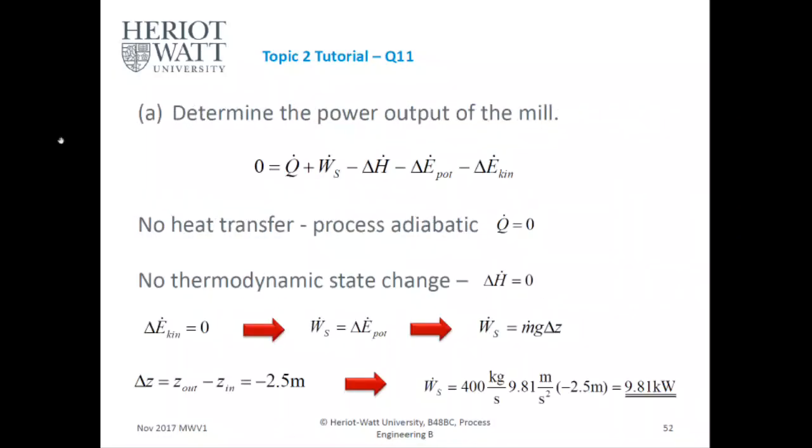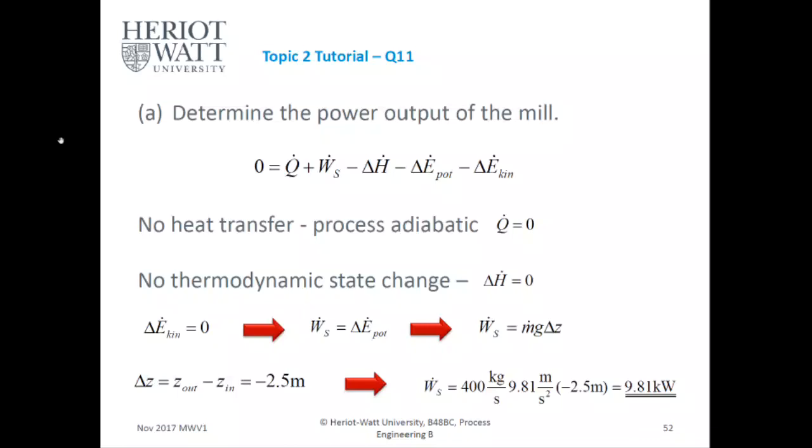So, you start from your energy balance: Q plus the shaft work minus change in enthalpy minus change in potential energy minus change in kinetic energy. You know the process is adiabatic. You assume it's adiabatic, no heat transfer, so you set that to 0.